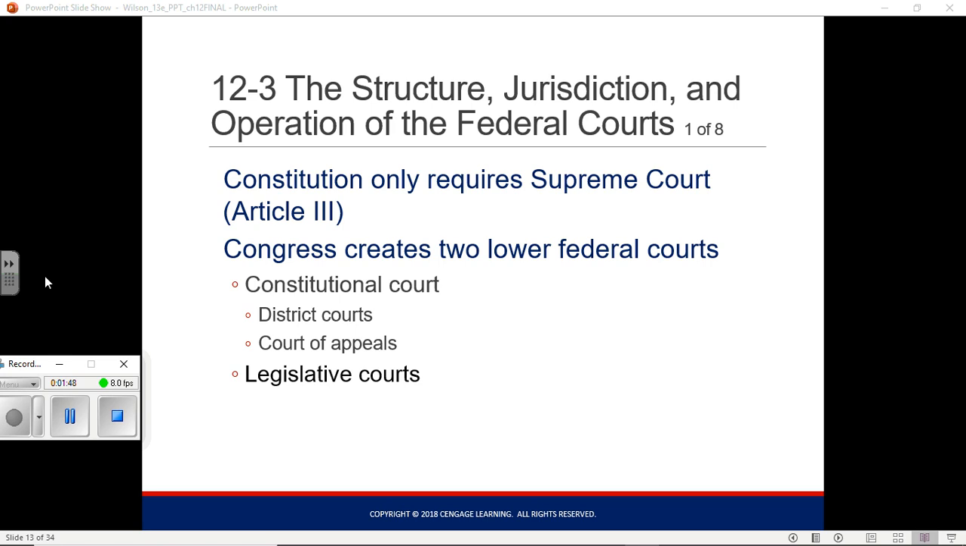Okay, so a constitutional court judge is like a Supreme Court judge. They are a federal judge appointed for life. They must be confirmed by a vote by the United States Senate. They have a lifetime salary that can't be reduced. They can't be fired. They can only be impeached. I mean, all that good stuff, right? Now, the most important of these are the district courts and the courts of appeals.